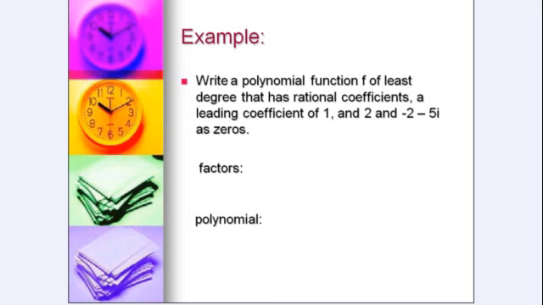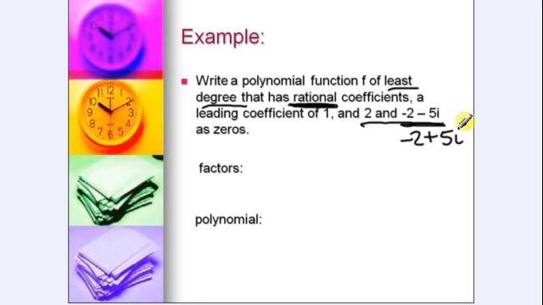So if we're asked to write a polynomial function f of least degree that has rational coefficients, so no irrational or imaginary coefficients, and a leading coefficient of 1, and we have zeros of 2 and negative 2 minus 5i. Well, if I have only rational coefficients and negative 2 minus 5i is a zero, according to the complex conjugates theorem, negative 2 plus 5i must also be a zero.